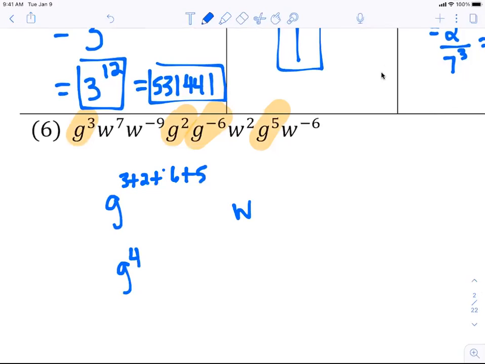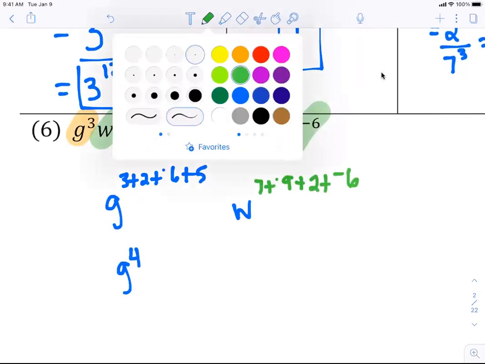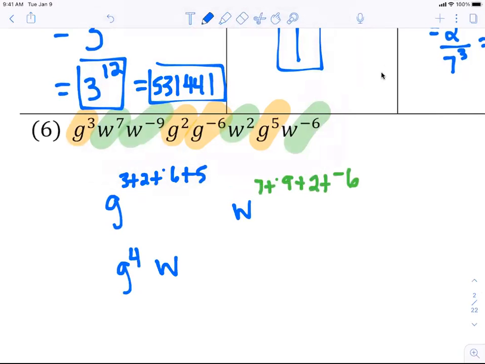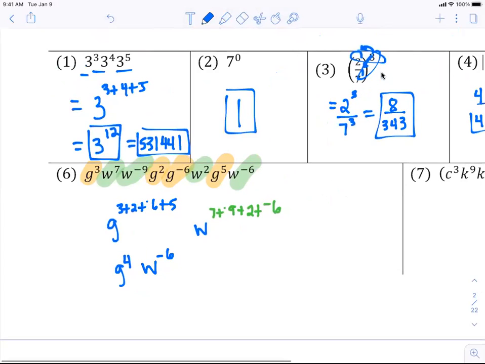We can do the same thing with the other base, the W. We have a couple different terms that have W's, right? We have a 7, a negative 9, a 2, and a negative 6. All of those exponents we're going to add together as well. 7 plus negative 9 plus 2 plus negative 6. And if we add all of those together, they add up to be negative 6.